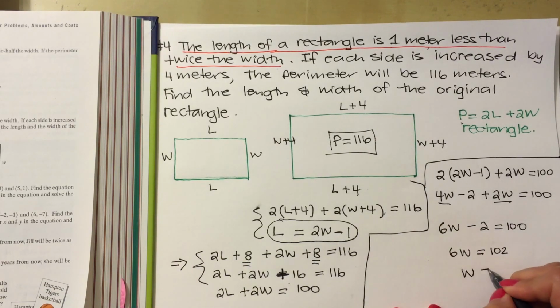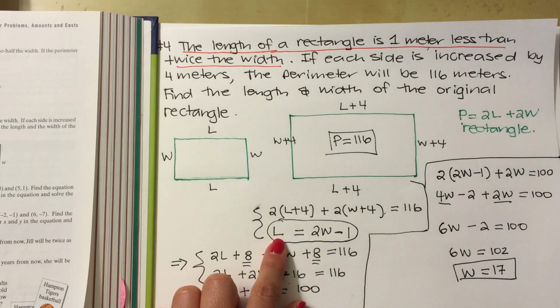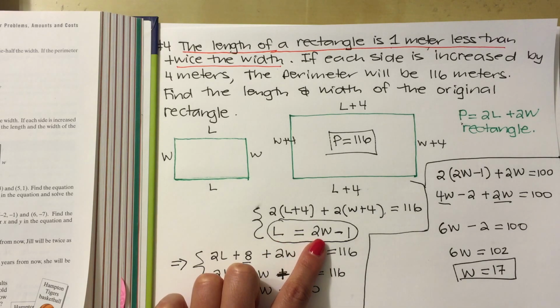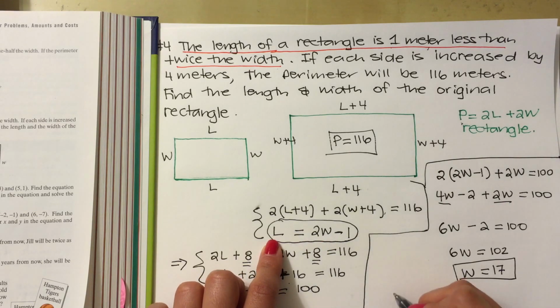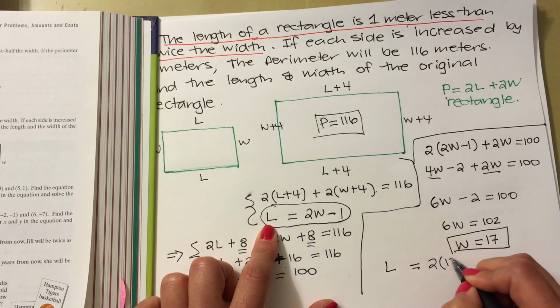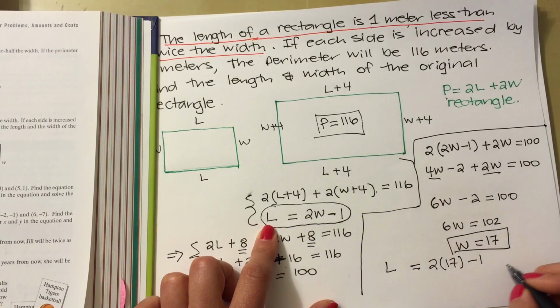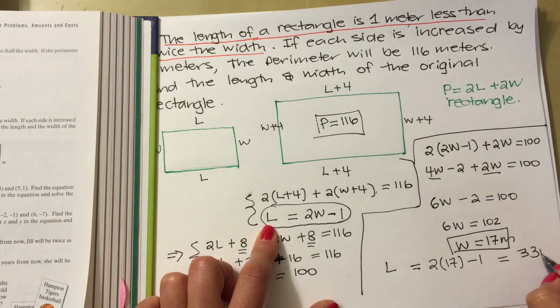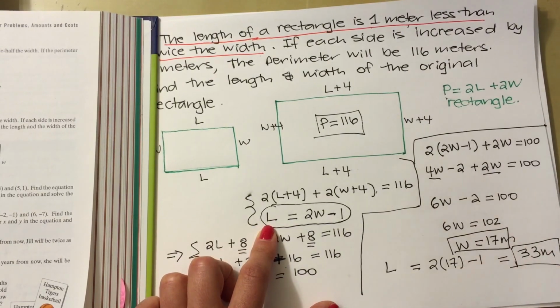Which gives us 17 for the width. So then we also have to find the length. And we can go back to the second equation here because that's easier. Plug in 17 to get the length. So our length is going to come out to be 2 times 17 minus 1. Well, that gives me 2 times 17, that's going to be 34 minus 1, so that's 33. And the units here are meters. And then we're done.